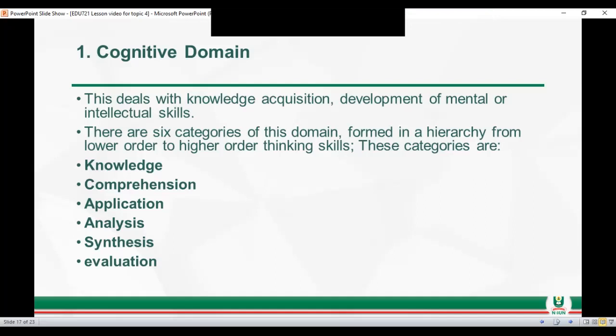Knowledge is the simplest learning outcome. That is, your learning objective is the simplest. It is expected that at the end of this learning task, a learner should be able to define. At this level, you are using action verbs like define, identify, mention, describe, list, state, name, label. These are the action verbs that are used to describe the knowledge level.